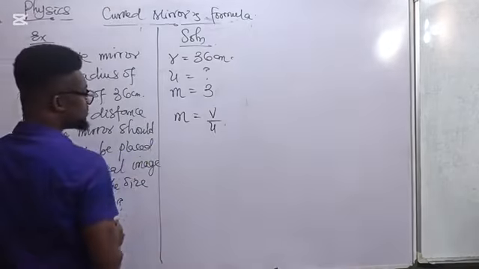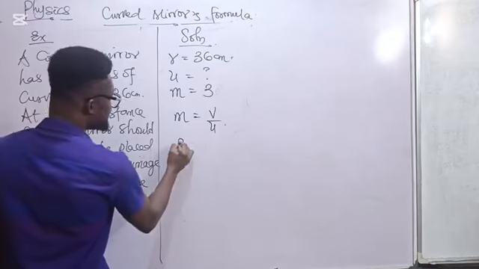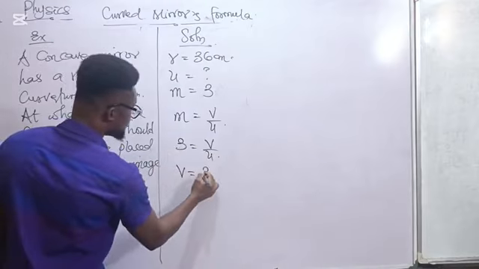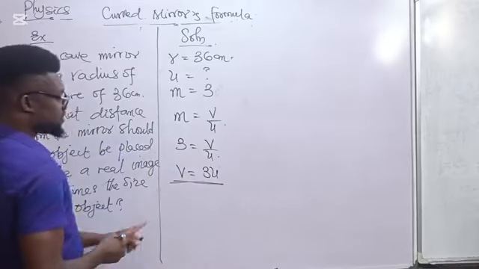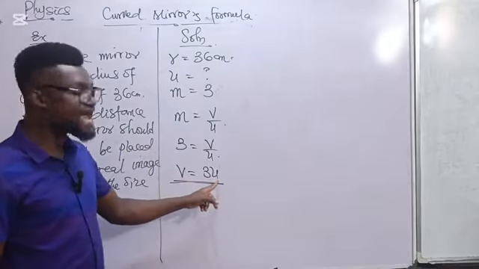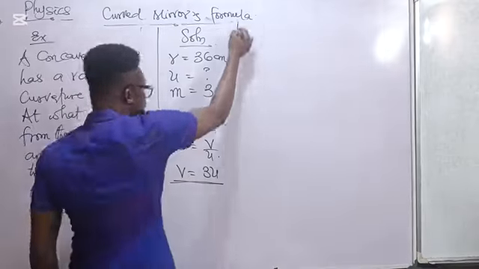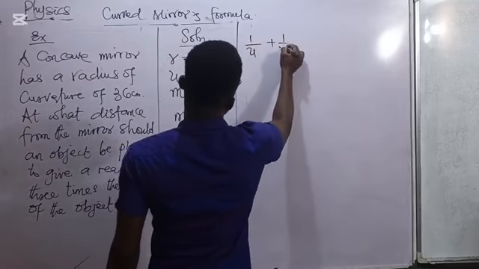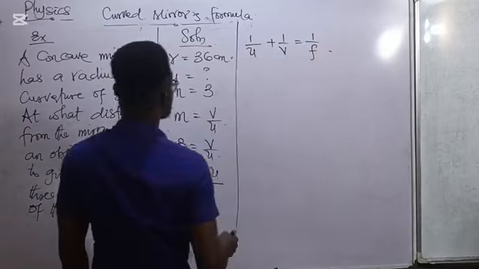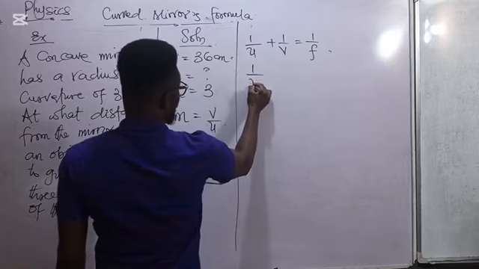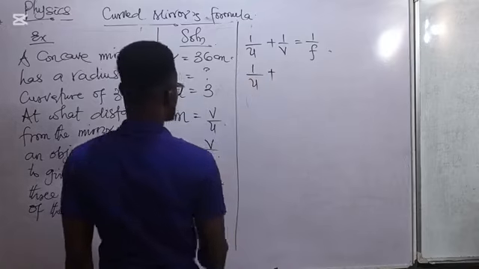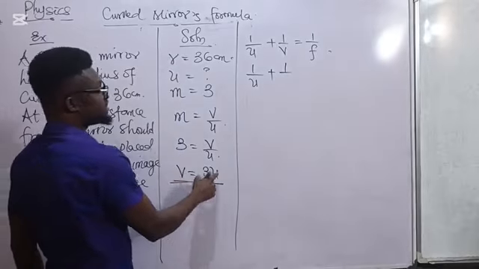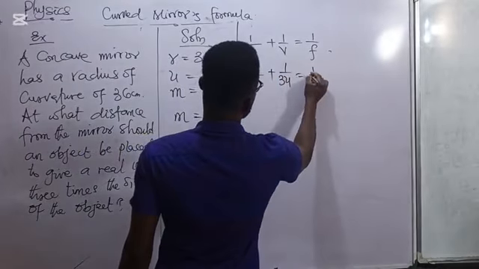So here the magnification is V all over U, and we are looking for the value of U. Now magnification is 3, V over U. If we cross multiply, we are getting V to be 3U. So the image is 3 times the size of the object. So here we remember our formula, 1 over U plus 1 over V equals 1 over F. Here we have 1 over U, then plus, because we are looking for the value of U, 1 over V. Here our V is 3U. So we have 1 over 3U equals 1 over F.